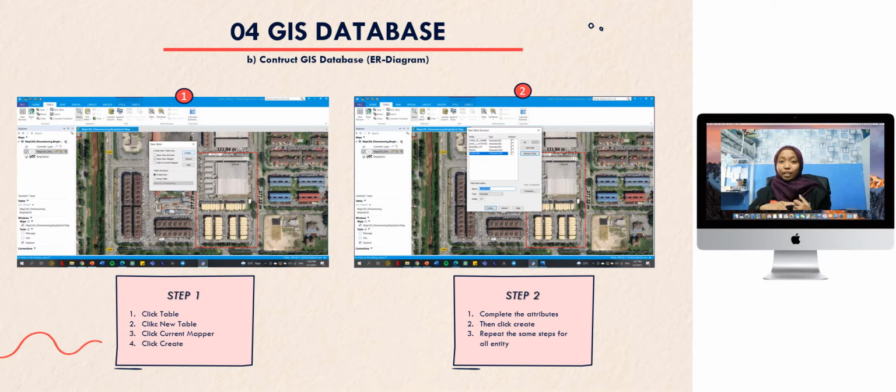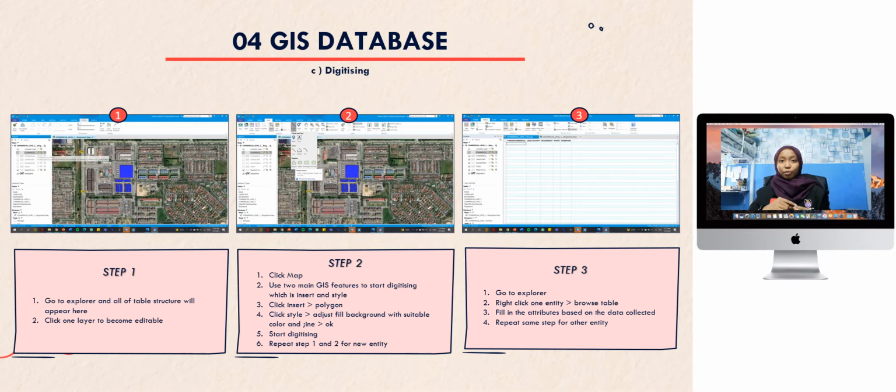Okay, this is the process of digitizing. The first step is to make sure the layer is editable in order to start digitizing. Then click Insert, choose the polygon and define the style, such as color, type of line and so on. Then we can digitize. This process is repeated until all of the places in the study area have been digitized according to the layer.